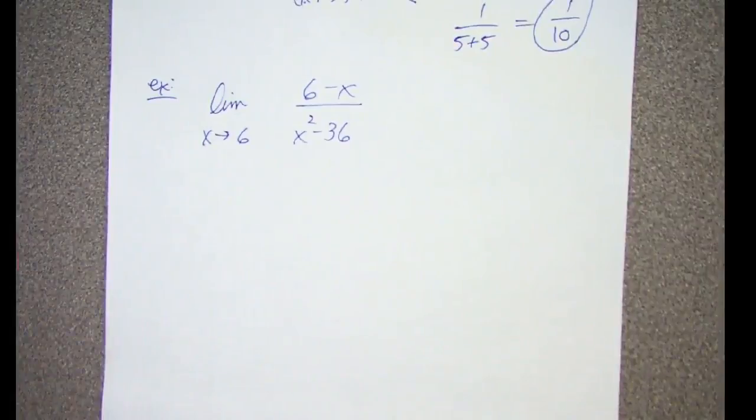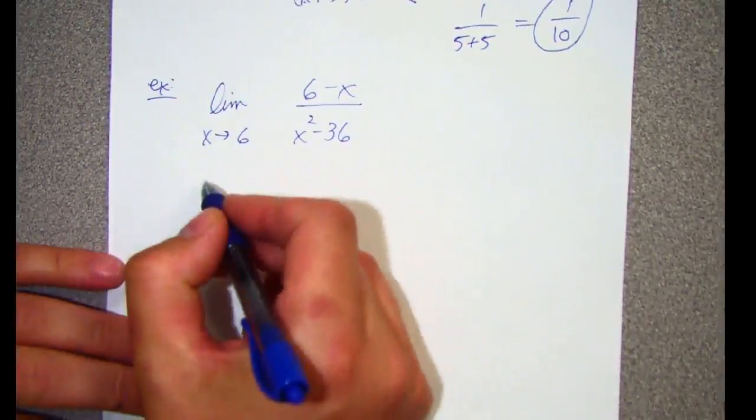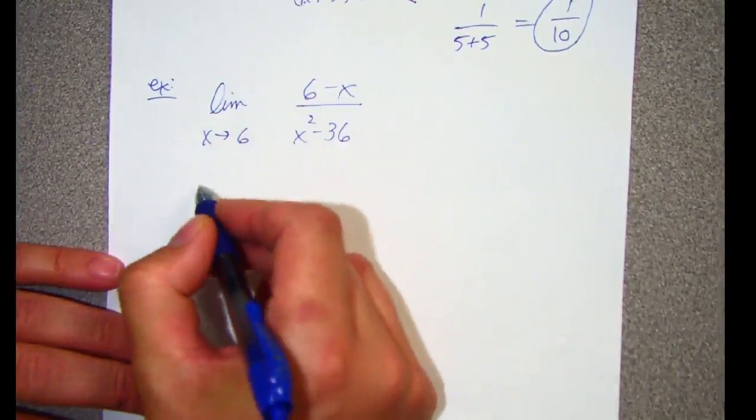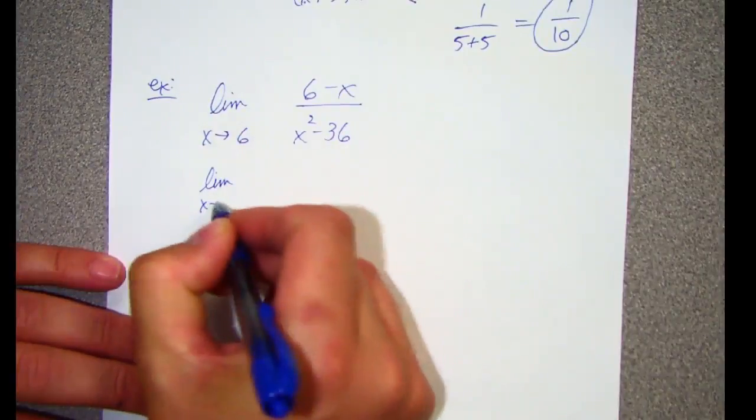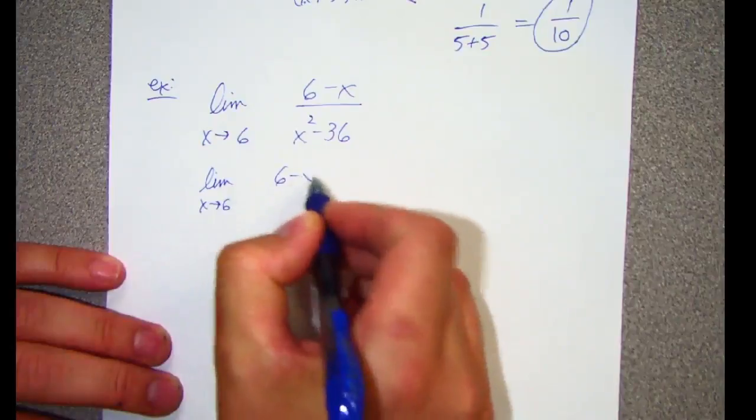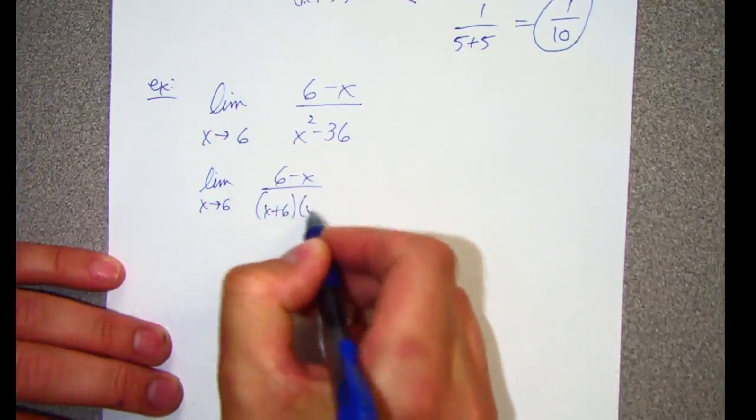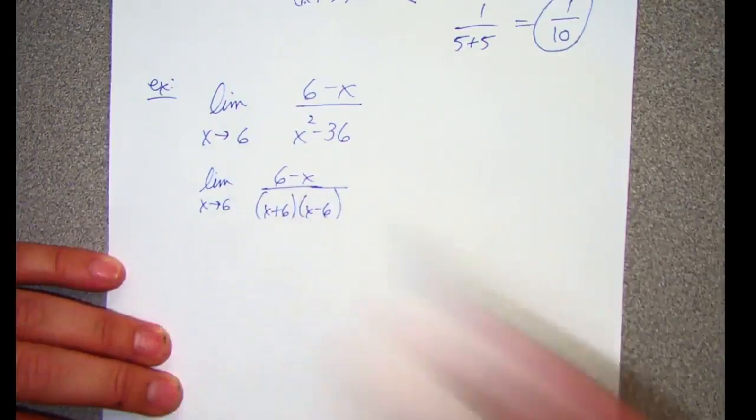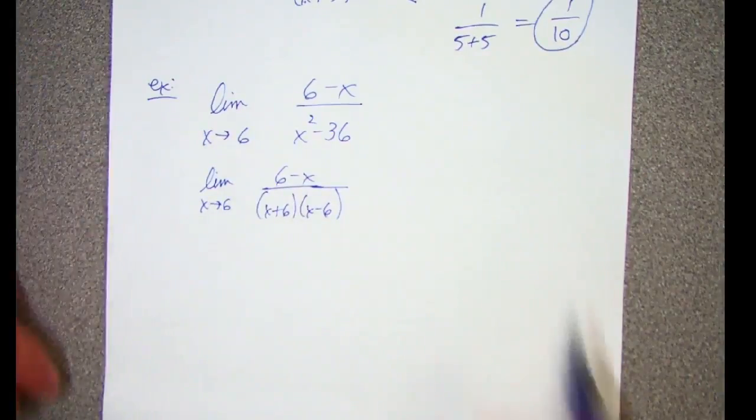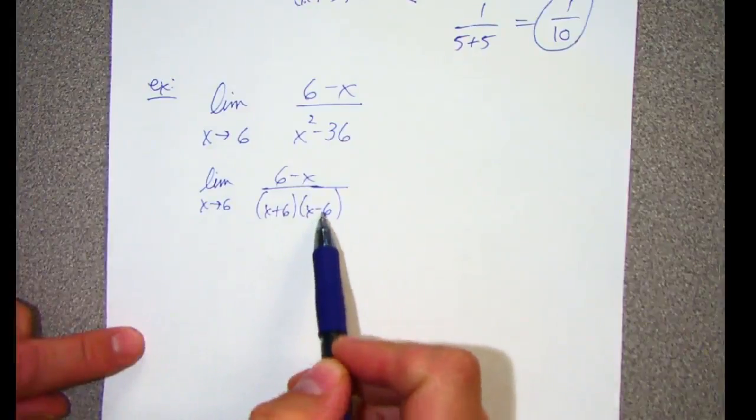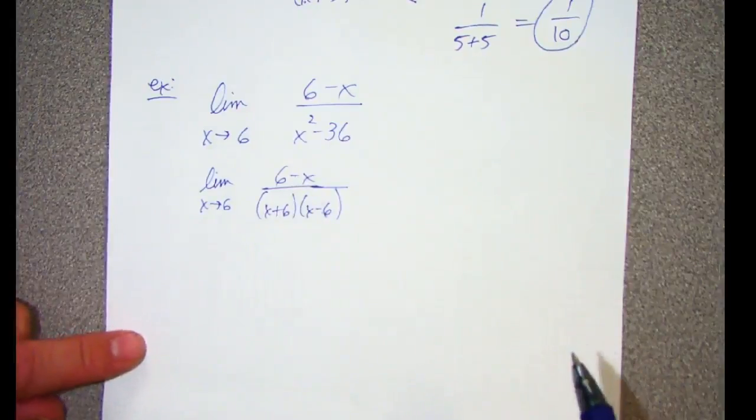This is similar, but there's a little twist to this one. If I plug in, I'm still going to get 0 over 0. If I factor the bottom, there are two ways you can do this. I will get x plus 6 times x minus 6, and nothing cancels right now. 6 minus x and x minus 6 are not the same thing, because here the 6 is negative, and here the x is negative.